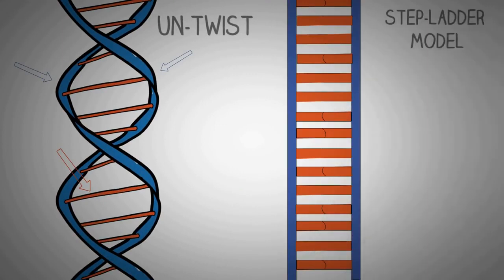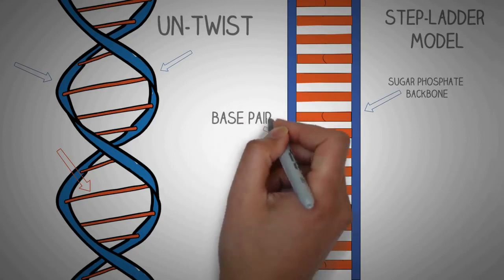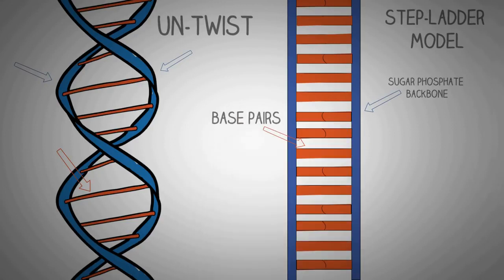It also has a similar structure, and it consists of these blue vertical lines and these orange horizontal lines. Now, these blue vertical lines basically represent the sugar phosphate backbone of the DNA. And the central lines, which are orange in color, represent the base pairs of the DNA. We will get to these terms in just a bit.